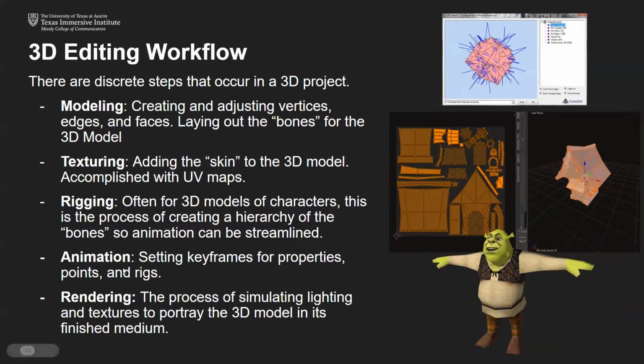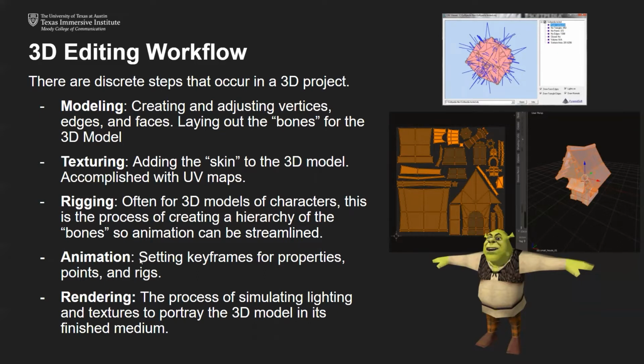And then rigging and animation are more for if you are animating a skeleton, like Shrek here. Rigging is the process of adding a bone set to usually a humanoid character like this, but also could be an animal. And it's basically just a way to hierarchically designate different points in the skeleton so you can animate it quicker.